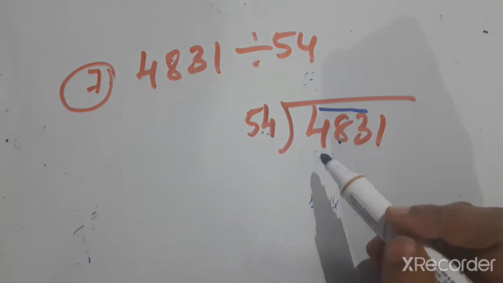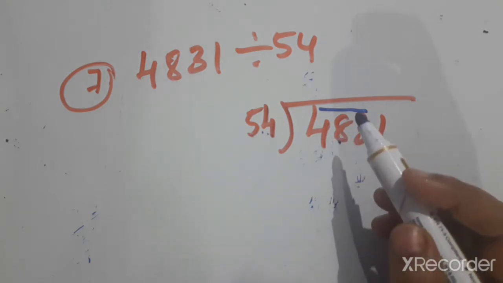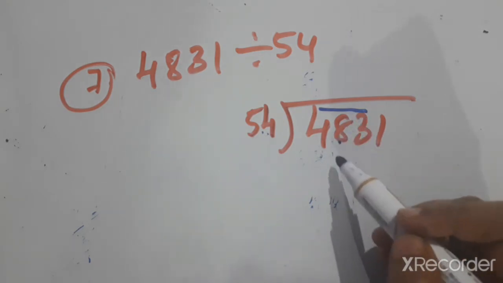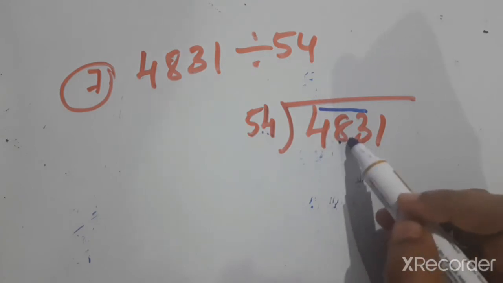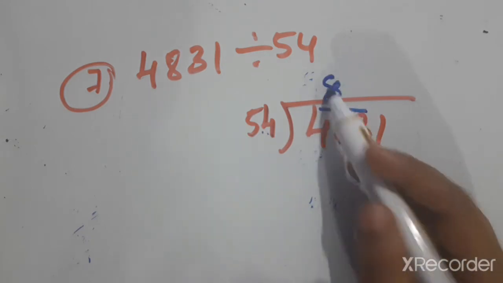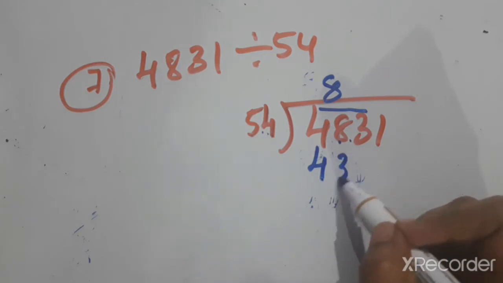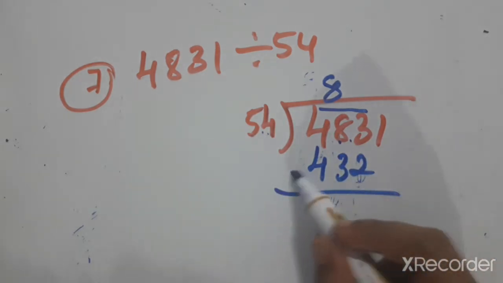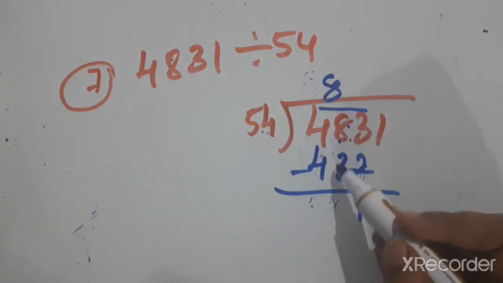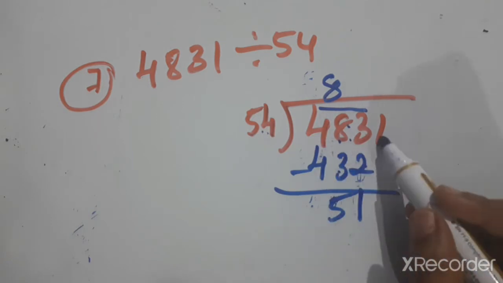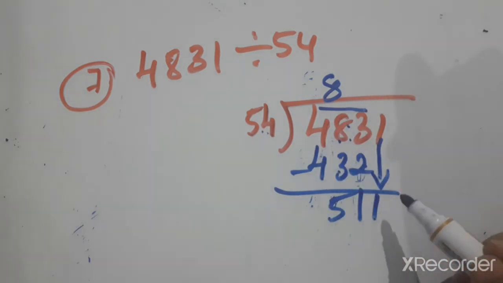Nearer to 483. 54 nines is 486, which is greater than this number. So 54 eights is 432. Minus: 3 minus 2 is 1, 8 minus 3 is 5, and bring this one down.